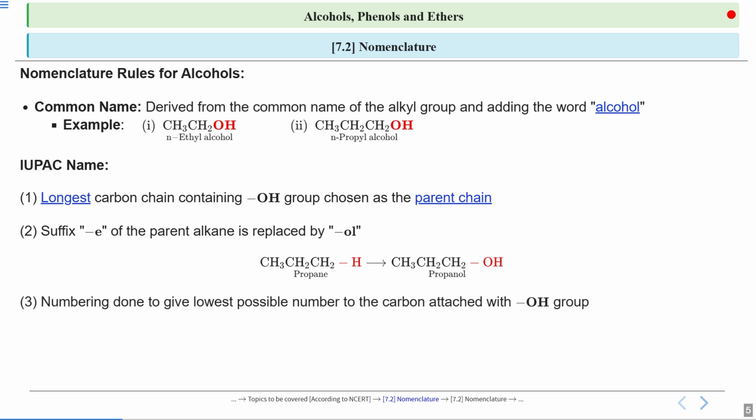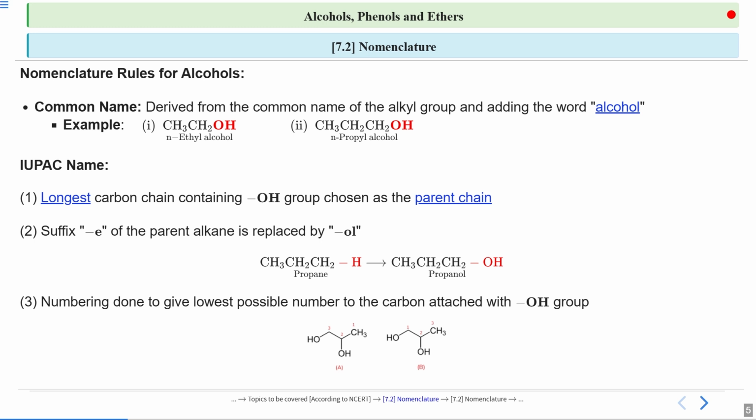Third major point to remember is numbering is done to give the lowest possible number to the carbon which is attached with the hydroxyl group. So when you are doing the numbering in your compound, you have to select the parent chain and then give the numbers to the carbons in the parent chain. The carbon which is attached with the hydroxyl group in our parent chain should get the lowest possible number.